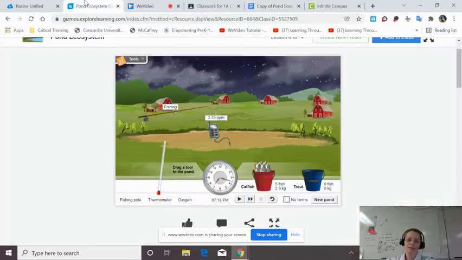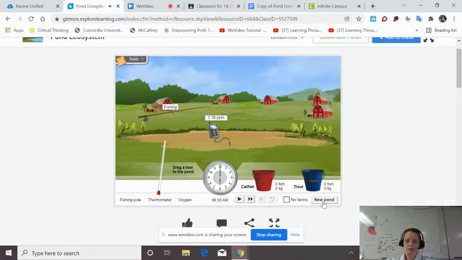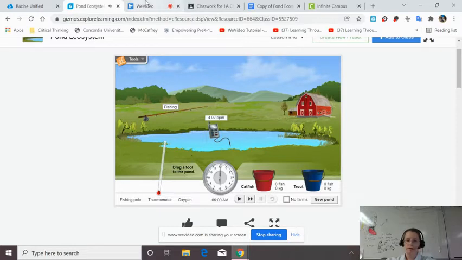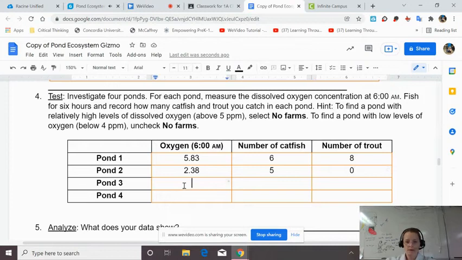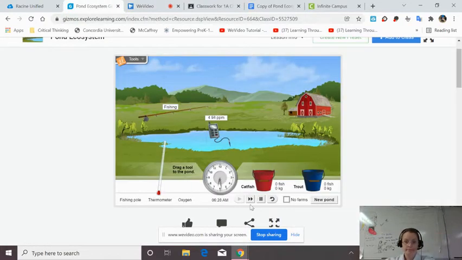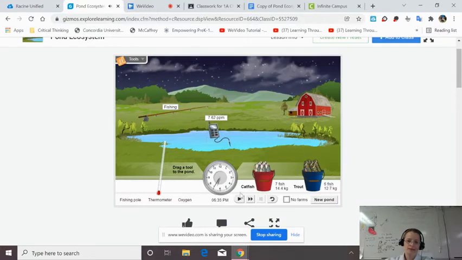Now we'll reset. Choose a new pond. Only 1, so 4.92 is our number. I'll hit play and I'll go 4.92. I'll leave it till 6 p.m. again. I don't know what I was thinking. We'll fast forward that. Really, we'd only be fishing till noon, but I don't know, brain farted. And pause. 7 and 6.